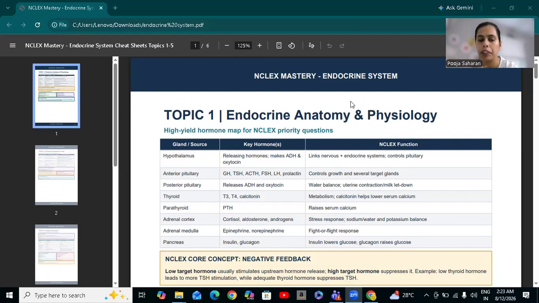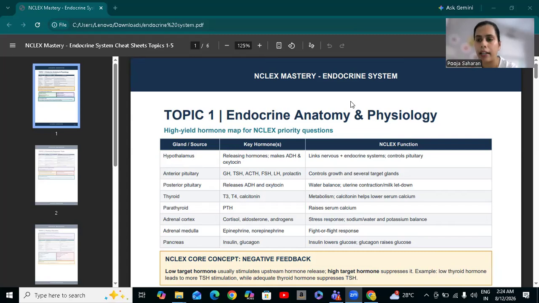Next is parathyroid. In short form, we usually write it PTH. So the parathyroid gland releases parathyroid hormone, and it is basically the opposite of calcitonin. Calcitonin was reducing the serum calcium by reabsorbing the calcium into the bones. Here, it is going to increase the serum level of calcium. So it is basically the opposite of calcitonin. Got it?